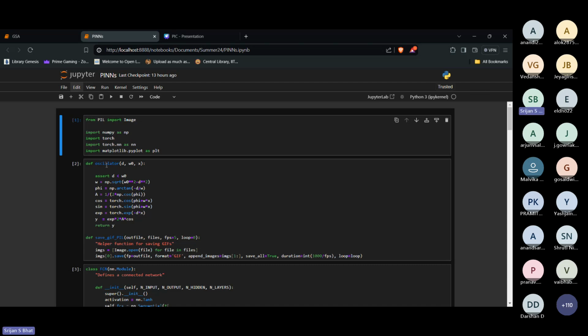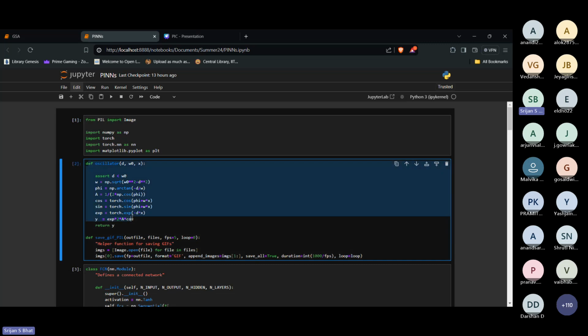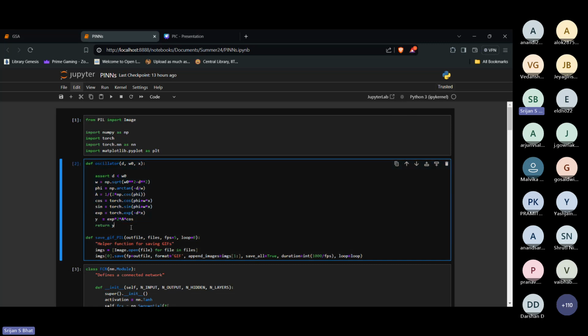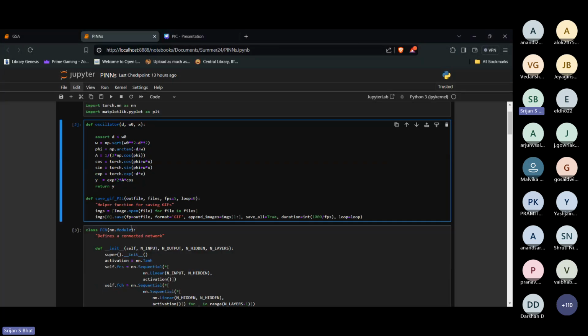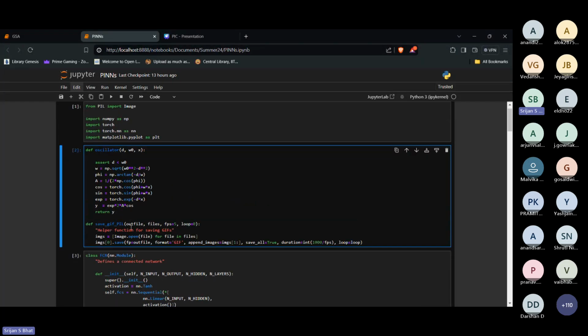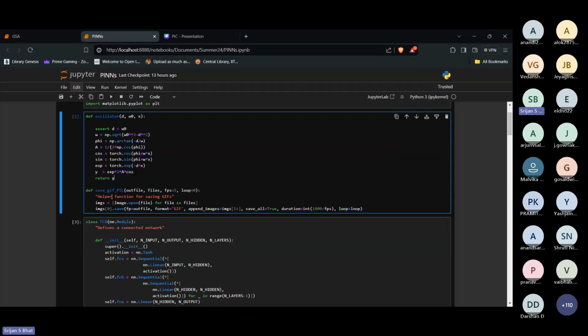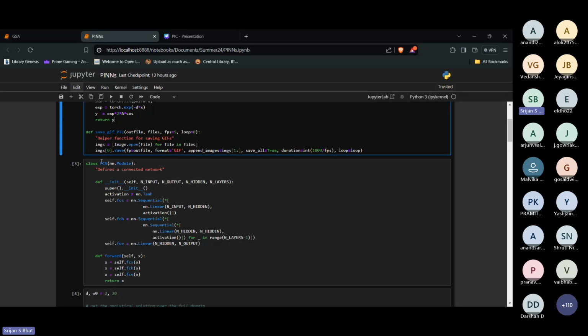Okay, so this first function, what I've done is just to generate some data points as your experimental data points. It's just getting the actual solution, because you know the actual solution. This won't be the case every time. You will have to get the data from some experiments. And these are just helper functions.